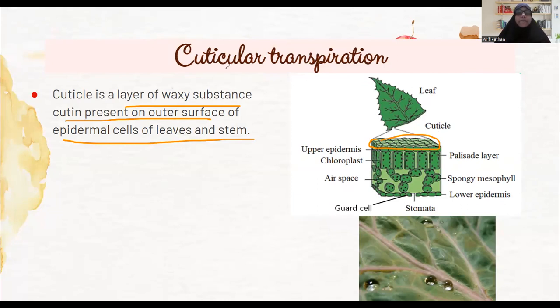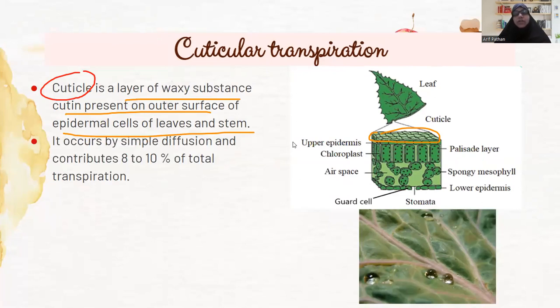What is it known as? Cuticle. Now you might be wondering, though it is a waxy coating, how come water is lost? Because usually wax does not allow escape of water. But yes, in plants it does happen. The composition of wax is not that of synthetic wax. A sticky, slimy substance is present on the outer surface of the leaves and the stem, through which water can pass.